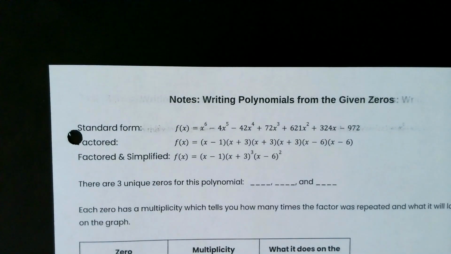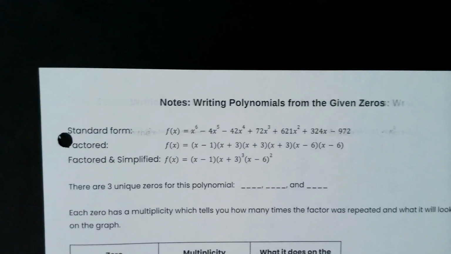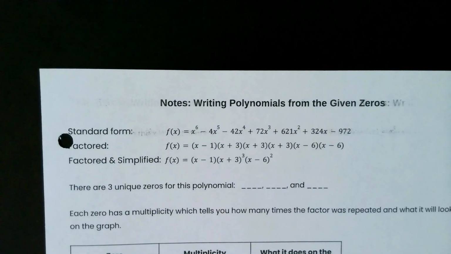Okay, so what we have been doing the past couple of days is, they've been giving us, not quite as big as this, a very large polynomial equation, and we have had to factor it into all its parts in the parentheses, all its factors, and from the factors we've been able to extract or figure out what the zeros were.